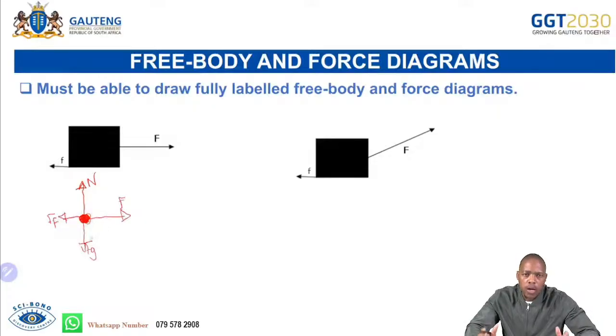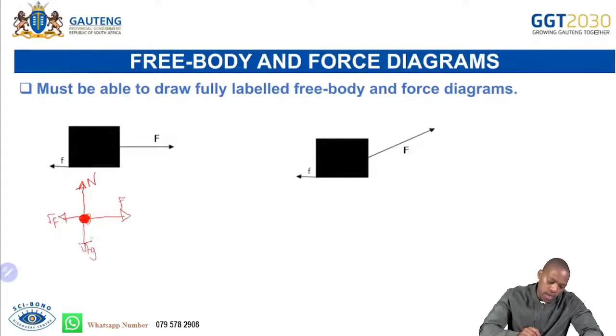Go to the next one. Arrow, label. Arrow, label. That way you avoid making mistakes. So this will be a free body diagram that indicates all the forces that are acting on this object.